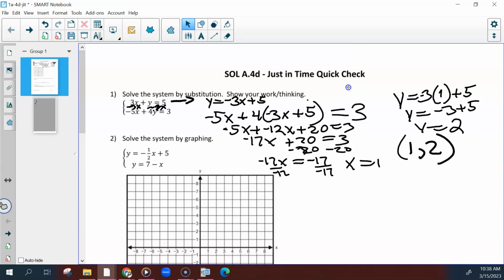These are both 17s, negative 17. So x was 1, and then put that 1 back in one of your equations and find y. So we should have gotten 1, 2 as our solution. Who else got that? Good, good. Any questions on number 1?